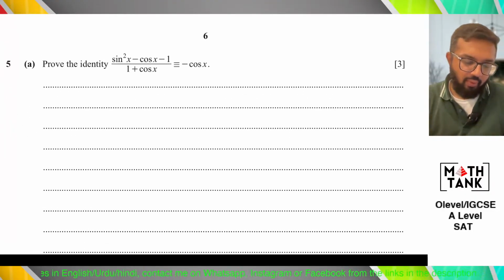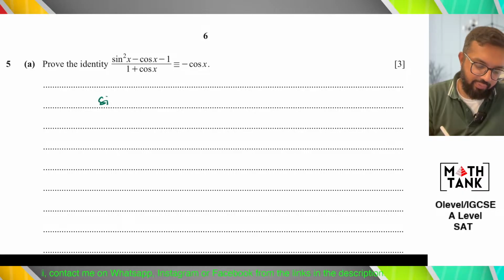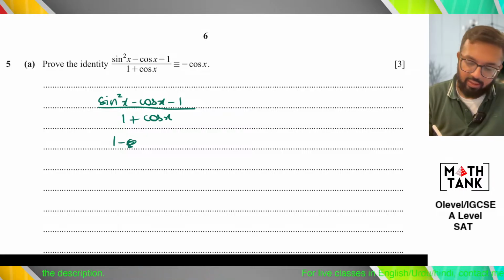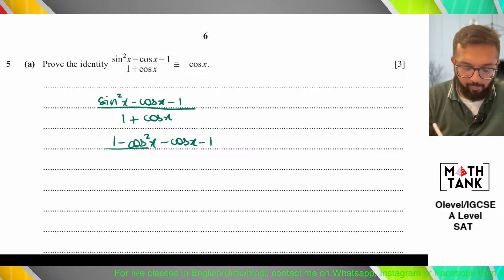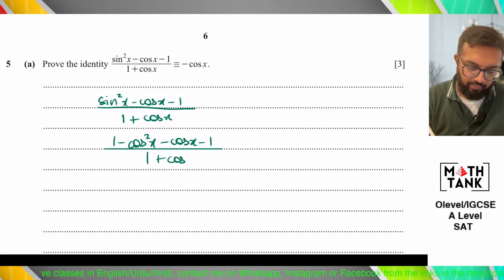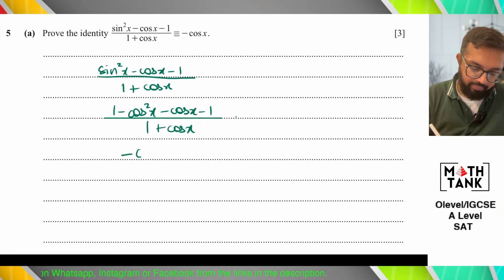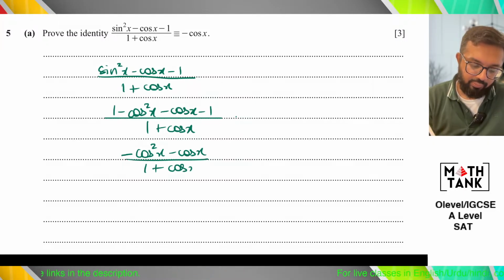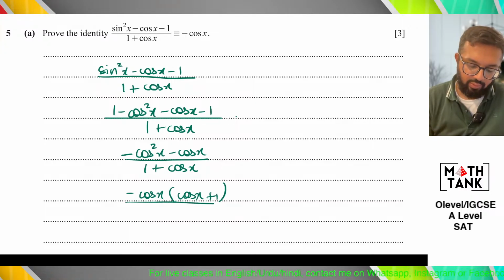Okay, prove the identities. I start from the left hand side. I can replace sine square x with 1 minus cos square x. So I have minus cos square x minus cos x. Take minus cos x common. So I have cos x plus 1. That cancels out with the denominator. So easy 3 marks.